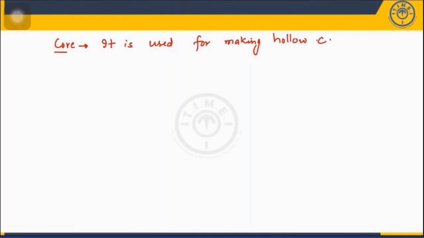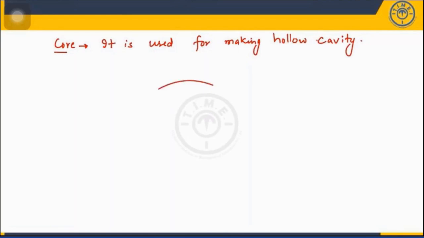Okay, so what do you mean by core first? Core is basically used to make the hollow cavity. Hollow cavity means cylindrical pipes. If you want to make a pipe, you can use the core, because you know that a pipe has some thickness. To make the hollow cavity, we are using the core.